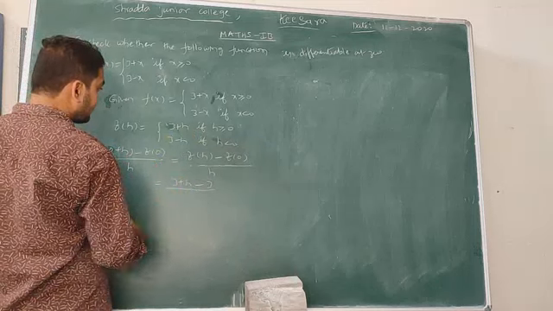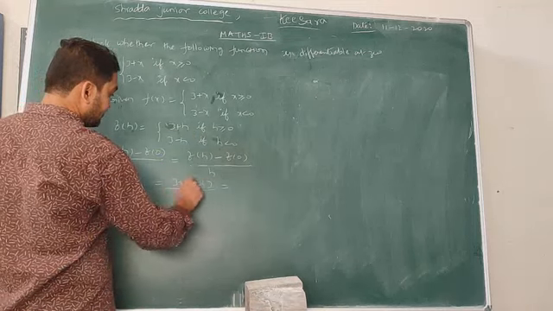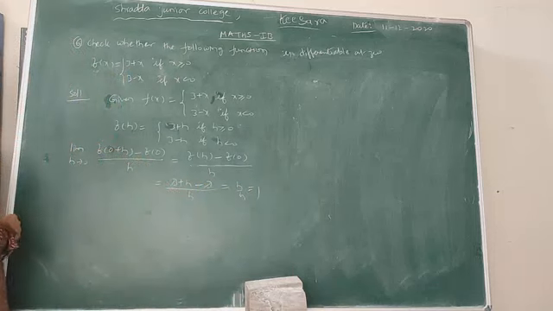By h. H means what? H plus 3 minus 3 gets cancelled, then h by h equals what? 1. Next one is 0 plus.